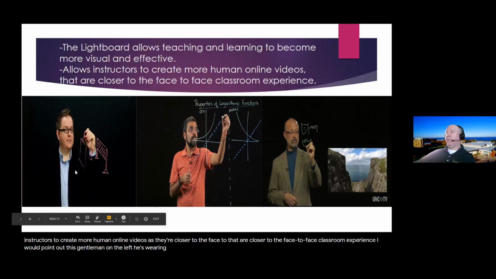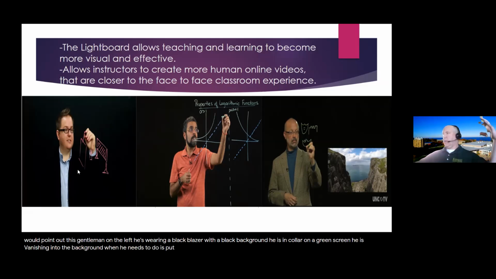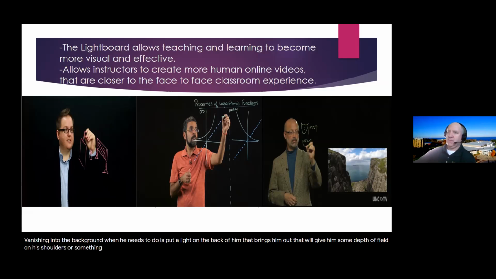I would point out this gentleman on the left. He's wearing a black blazer with a black background. It's kind of like I mentioned earlier, the green color on a green screen. He is vanishing into the background. What he needs to do is put a light on the back of him that brings him out, that will give him some depth of field on his shoulders or something. But I would not recommend wearing a black blazer on a black backdrop.